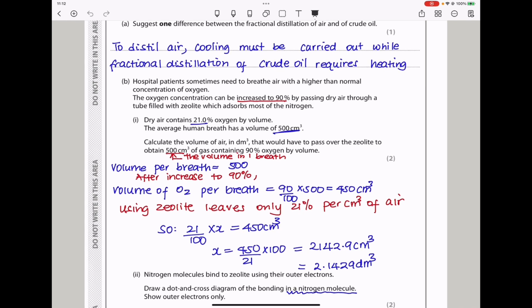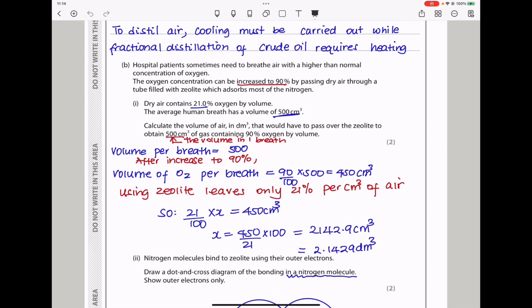Next, they say, hospital patients sometimes need to breathe air with a higher than normal concentration of oxygen. The oxygen concentration can be increased to 90% by passing dry air through a tube filled with zeolite, which absorbs most of the nitrogen. Dry air contains 21% oxygen by volume. The average human breath has a volume of 500 centimeters cubed. They say calculate the volume of air in decimeters cubed that would have to pass over zeolite to obtain 500 centimeters cubed of gas containing 90% oxygen by volume.